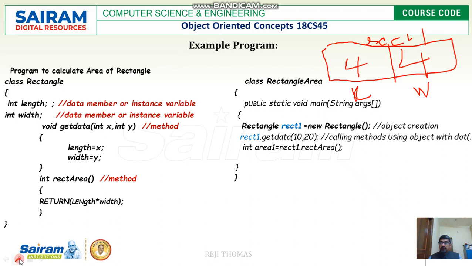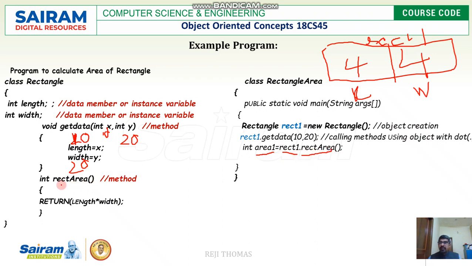So obviously your length is going to be 10, which is your x value. Sorry, this is not 10, 20. This is going to be 10, and y is going to be 20, so width is going to be 20. Okay, so we have initialized the values, and look at the next statement. I've created a variable called area1, which is of type integer, and we are using the same object to access the second method. And what is the second method? rectArea.